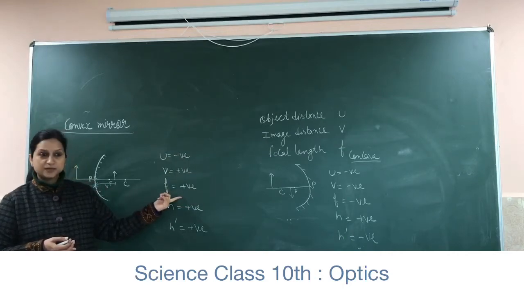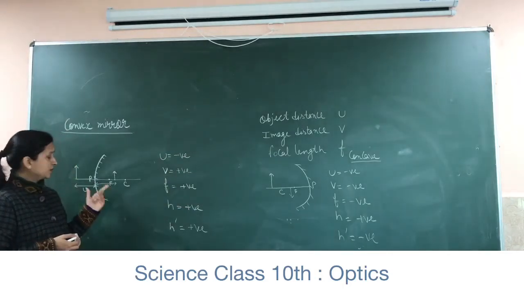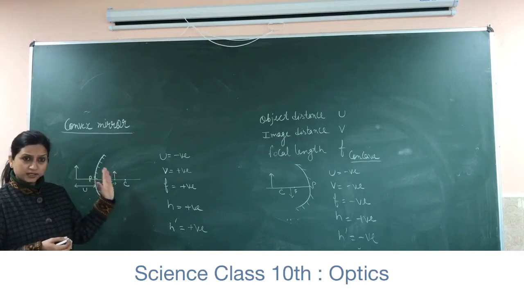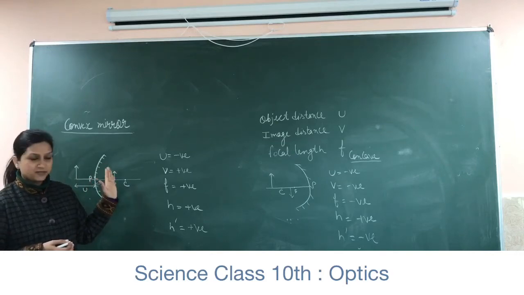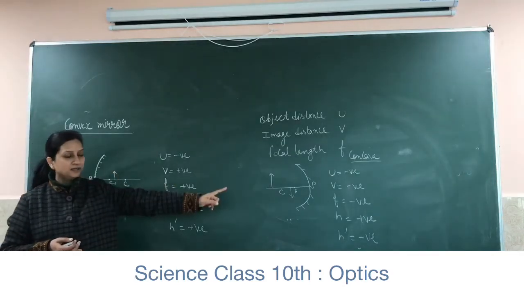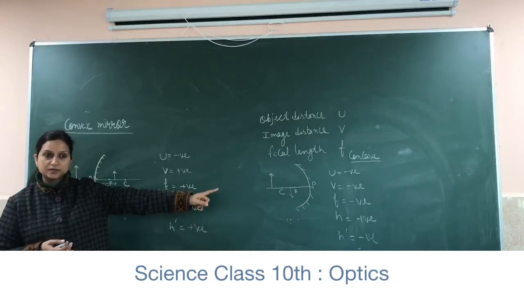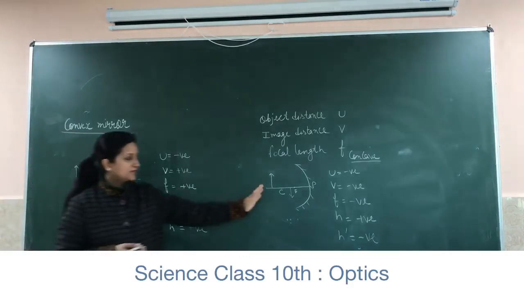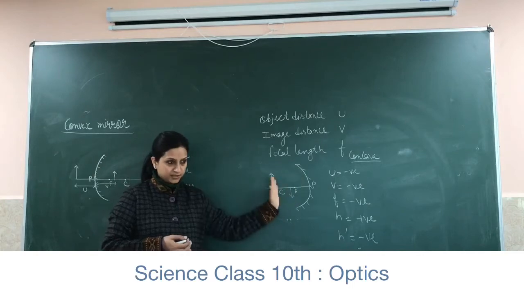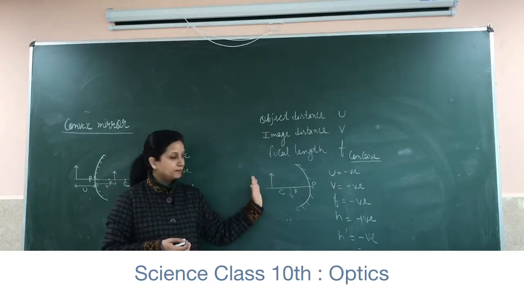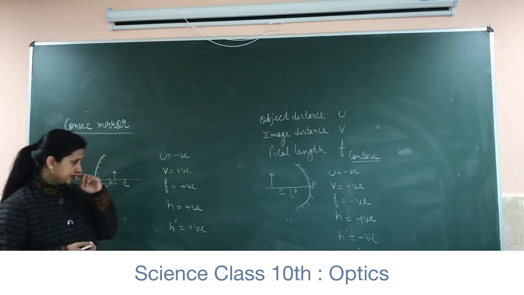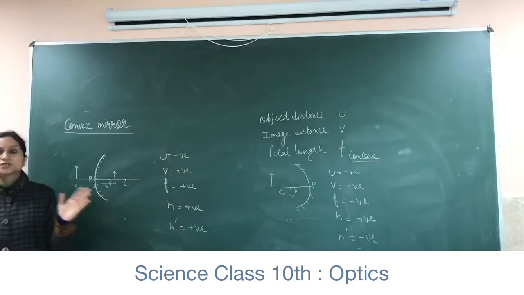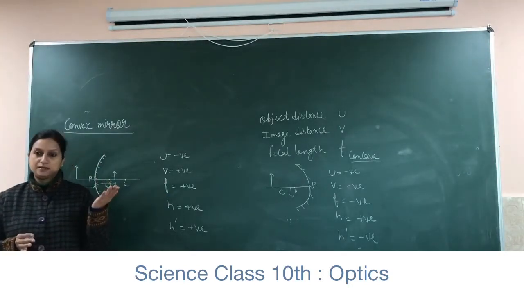Then focal length is positive here. Why? Because the focus is behind the mirror, on the right side. And here focal length is negative because the focus is on the left side of the pole. Then height is positive in both the cases because you will always place the object upright.